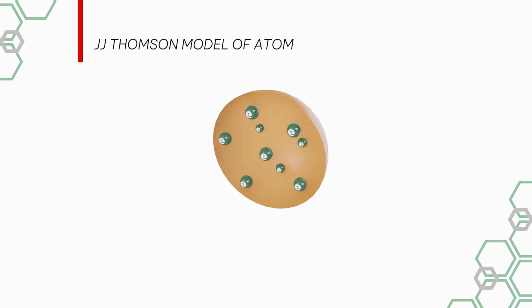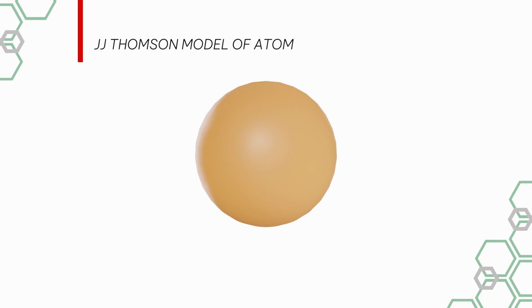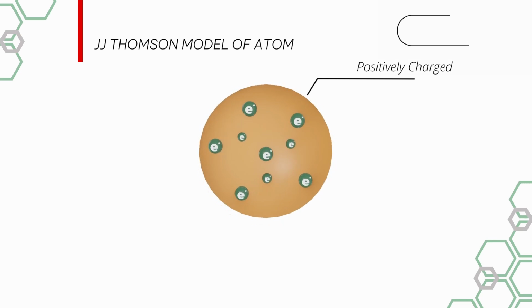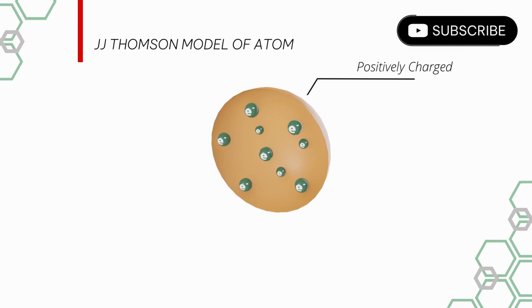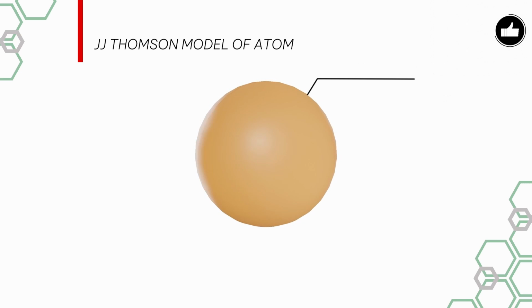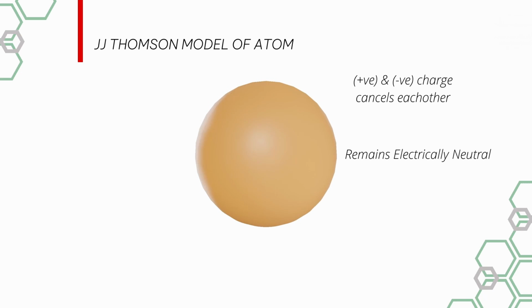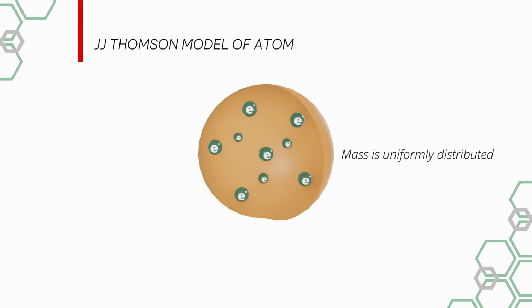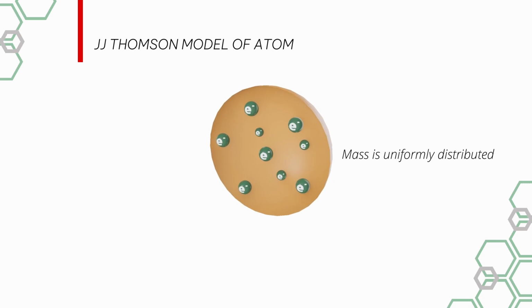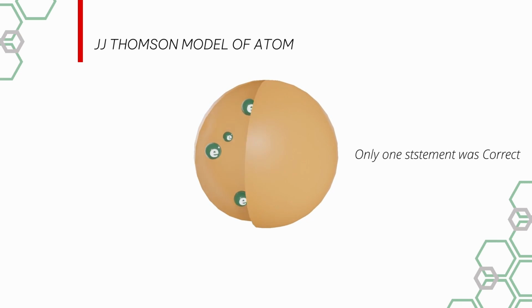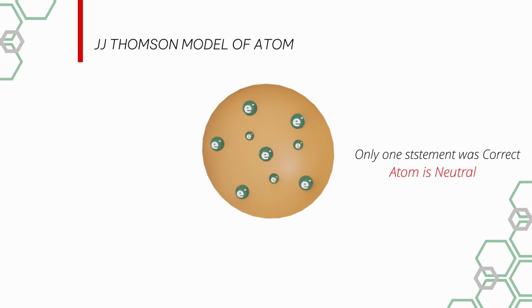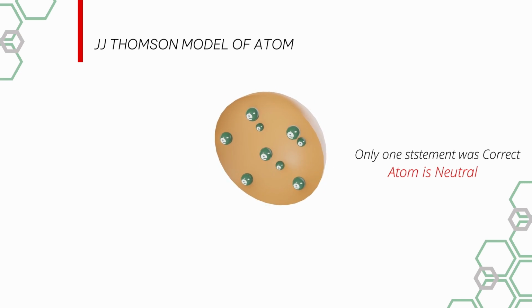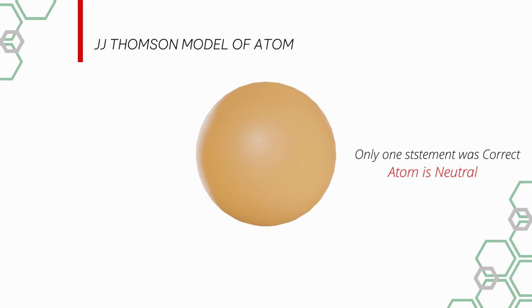J.J. Thomson described in his atomic model that an atom is spherical in shape, like a watermelon, whose outer surface is positively charged, and the negatively charged electrons are spread inside the sphere, something like watermelon seeds, so that the negative charge and positive charge cancel each other, and the atom is overall electrically neutral. He also said that the mass of an atom is distributed uniformly. The only thing that was true about his model is that the atom is overall neutral, and all the other things that he said about an atom were later proved wrong.